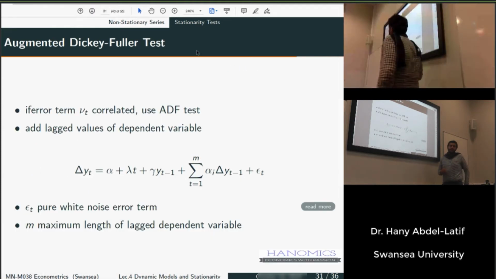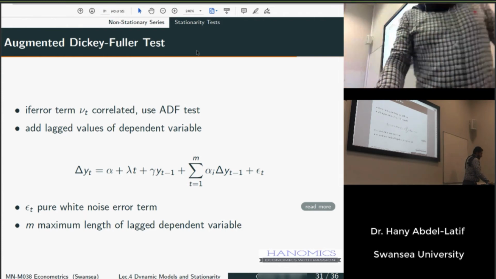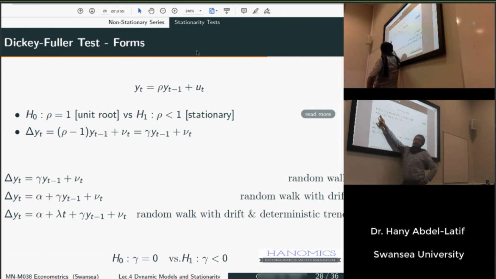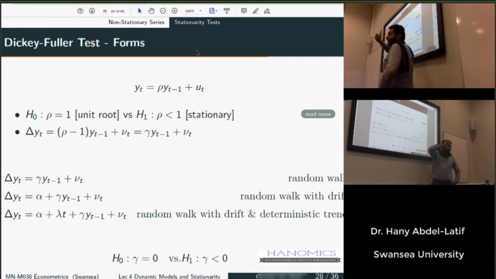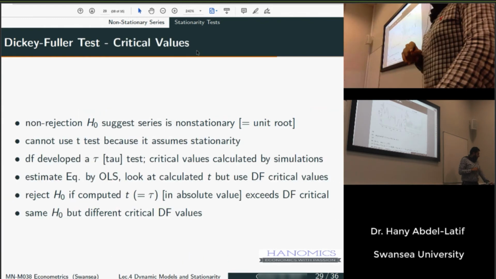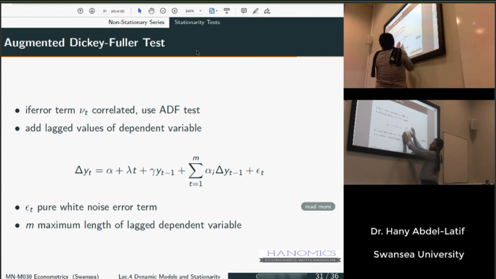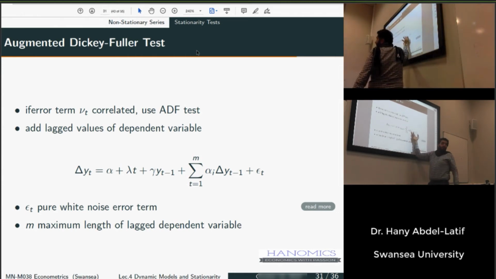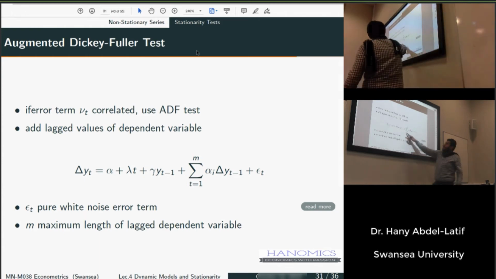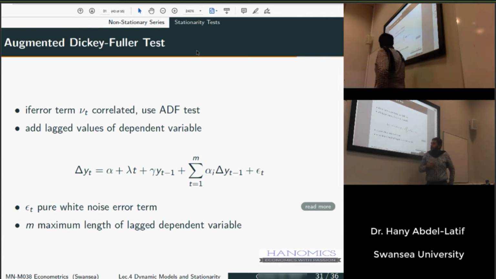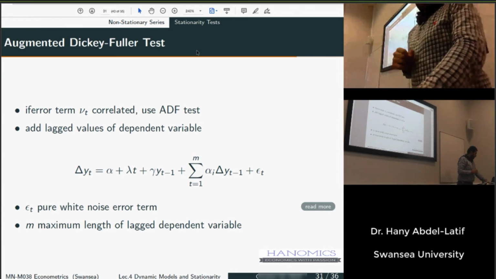You could also use the augmented Dickey-Fuller test, which adds more lags. If you look at the Dickey-Fuller test, what we have here is the change in yt, delta yt, and here we have only yt minus 1. So we have an AR(1) process, where we go back in time only one lag. With the augmented test, you could add more. This is exactly the same test, the same equation, but with the augmented Dickey-Fuller we add more lagged values of the dependent variable, going back in time from 1 up to m. M here could be the maximum lag length of the dependent variable.